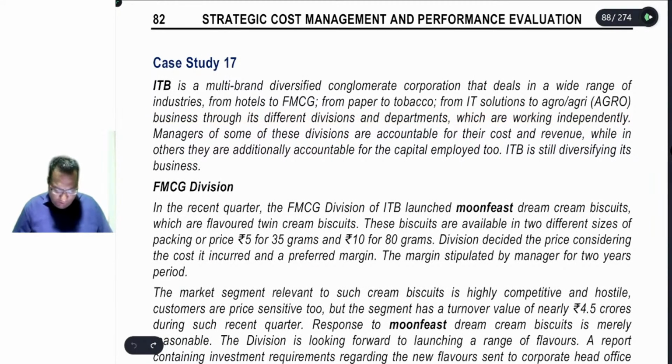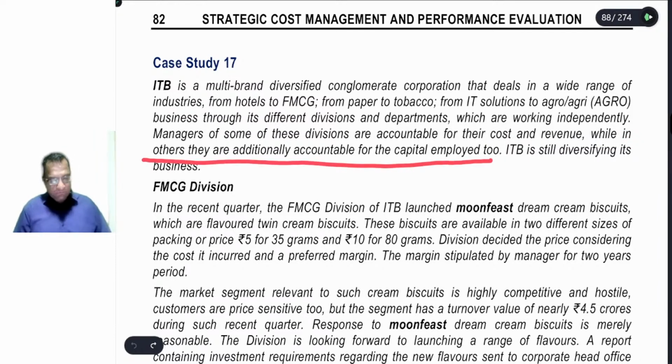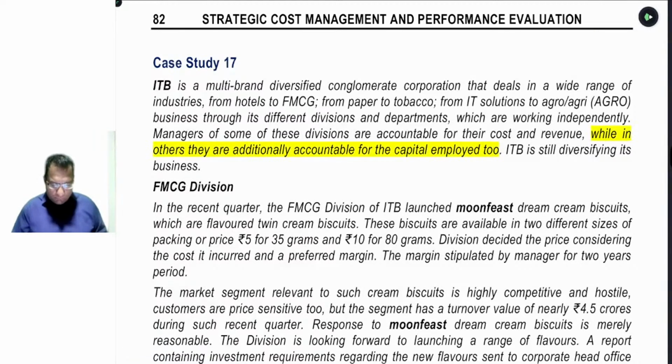Managers of some of their divisions are accountable for their cost and revenue. For their cost and revenue, it means they are profit center. If a department is responsible for their cost along with their revenue, it means they are profit center. While in others, they are additionally accountable for capital employed also. Can you please tell me, beta, the interpretation of this line? While in others, they are additionally accountable for capital employed also. Which bifurcation of responsibility center are they talking about?